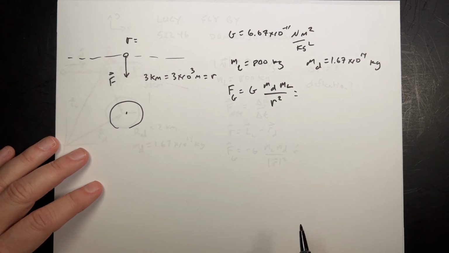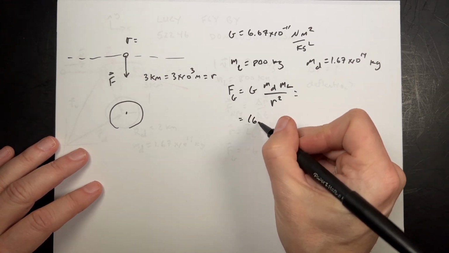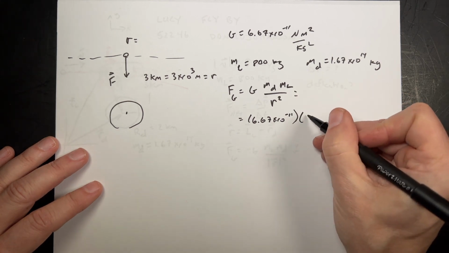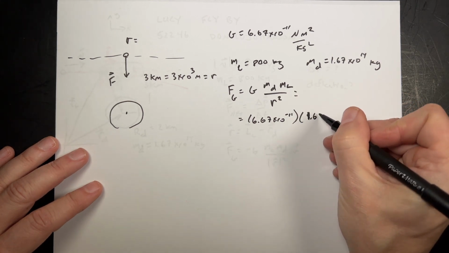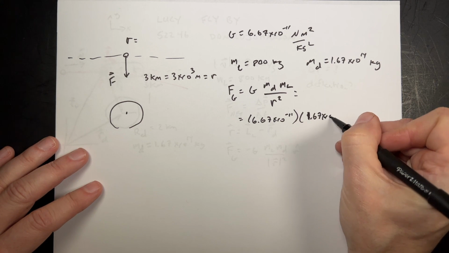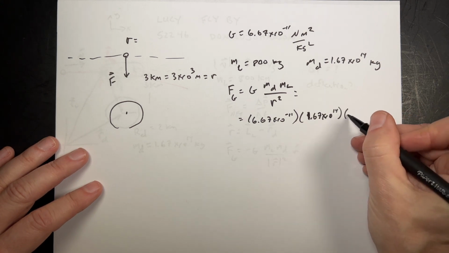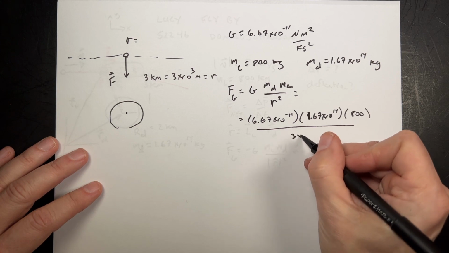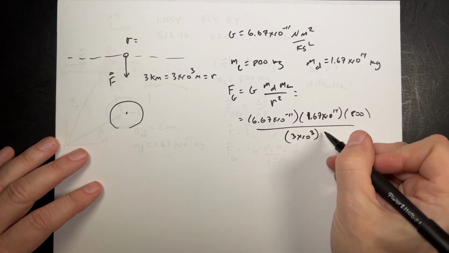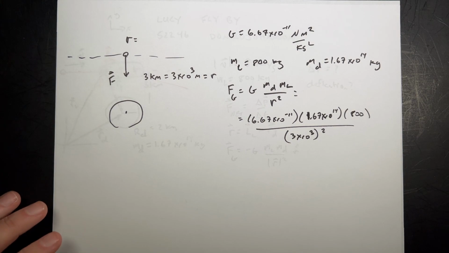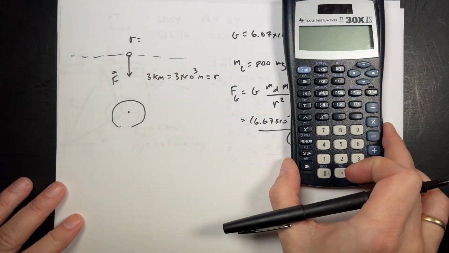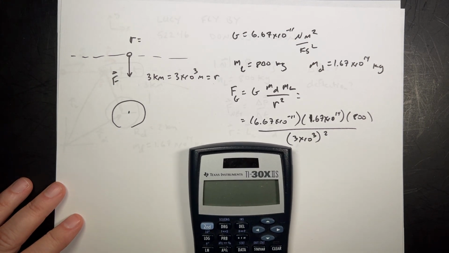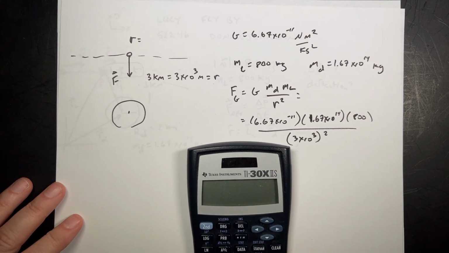Let's just calculate this. I'm going to put in my numbers. 6.67 times 10 to the negative 11th. I'm not going to include units. 1.67 times 10 to the 14th. Not going to include units. 800 over 3 times 10 to the third squared. Put it in an actual real calculator, right here. I'm trying to avoid the glare. Okay, if I do it right there. Okay, enter, clear.